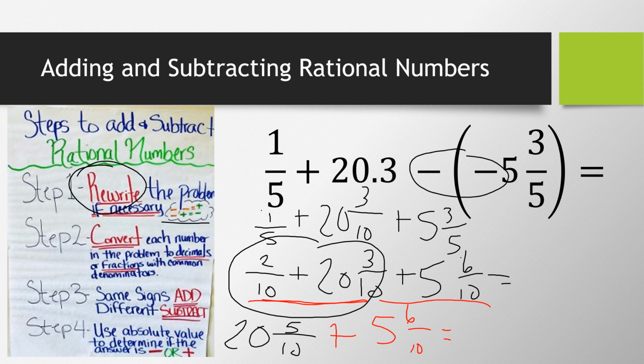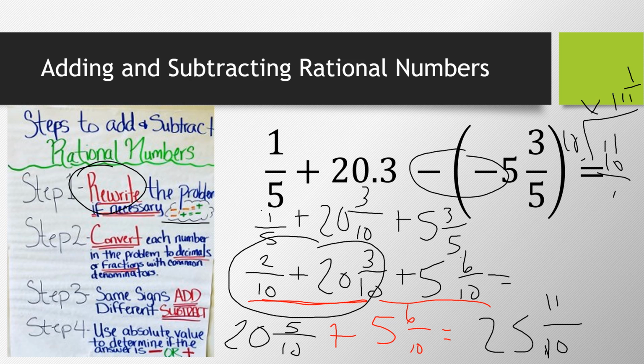So like regular addition, 20 plus 5 is going to give you 25. And then 5/10 plus 6/10, that's going to give you 11/10. However, this is so weird because now we have an improper fraction within a mixed number. We can't have that. So we're going to need to divide 11 divided by 10 so we can turn this into a mixed number. 10 can go into 11 one time, multiply 10, subtract, 1, bring it on down. So that equals 1 and 1/10, right?